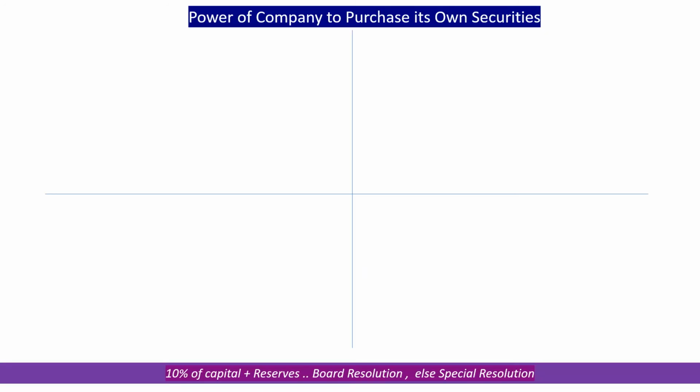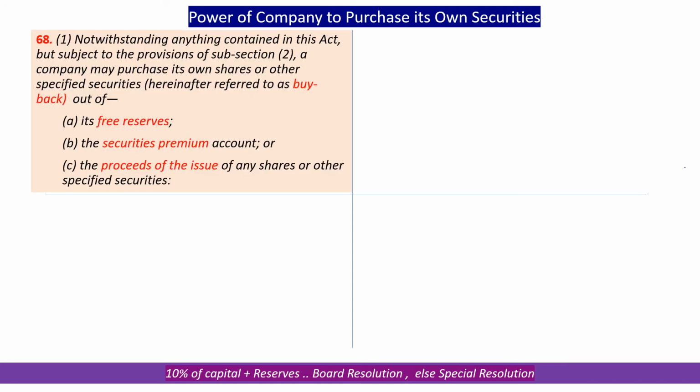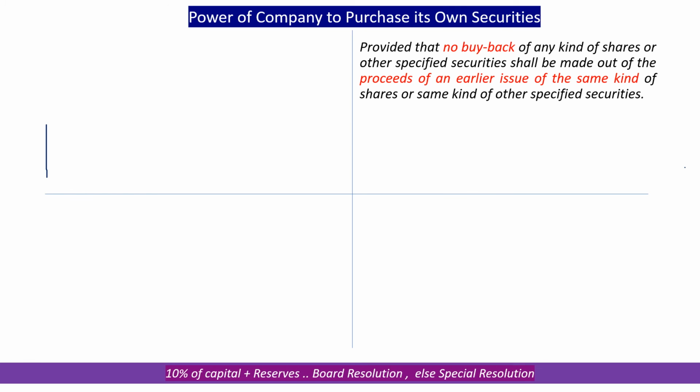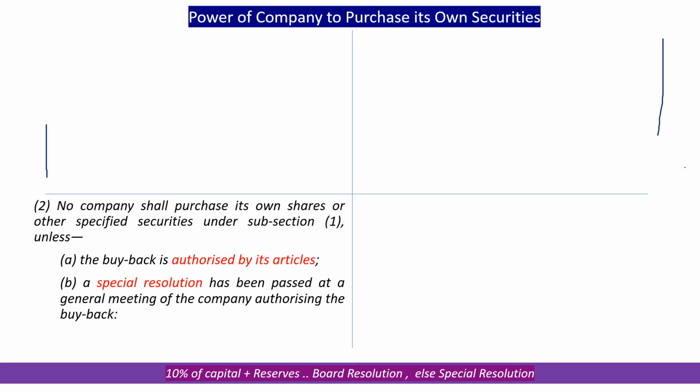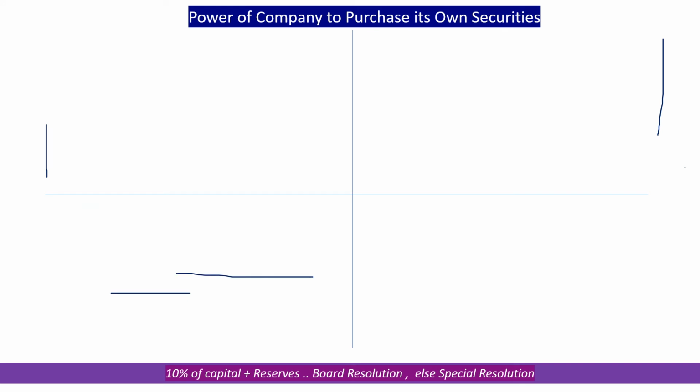Buyback of shares. A company can buy back its own shares by making use of free reserve, security premium and proceeds of the issue of any shares. We cannot use proceeds of an earlier issue to buy back now because it will be revolving in an endless cycle. The buyback has to be authorized by article and there should be a special resolution passed.